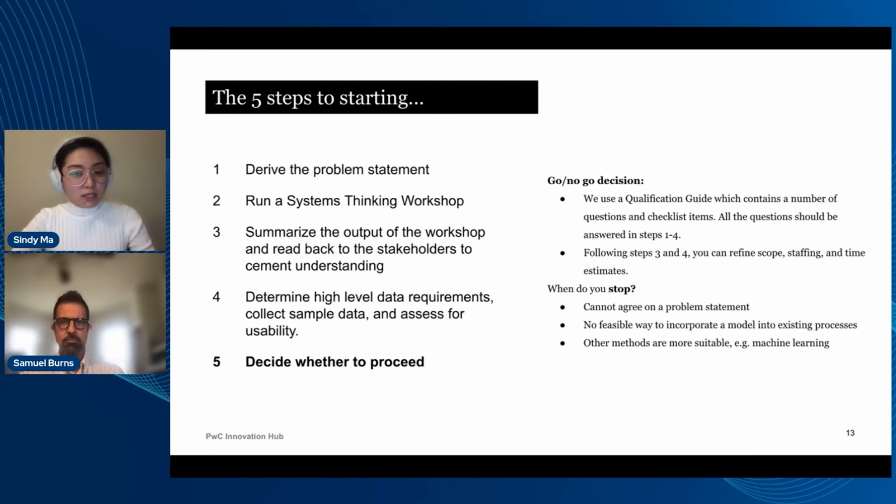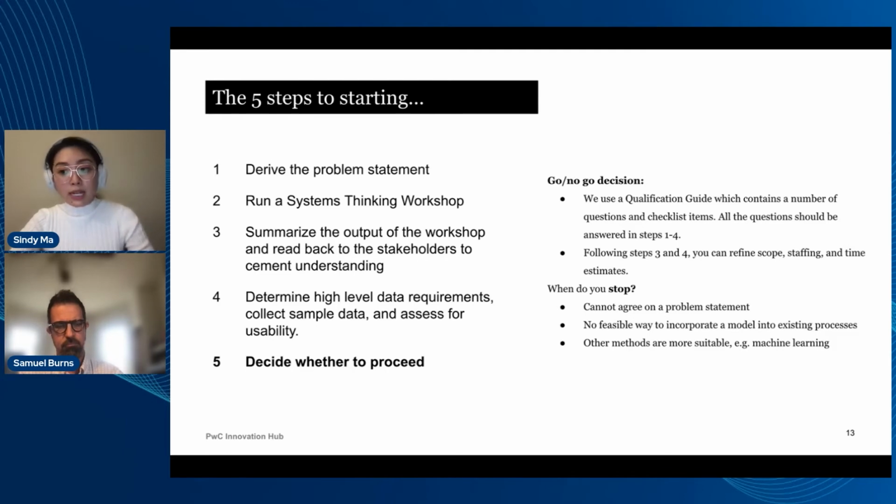So one question that we might often ask is, why would you stop? When do you stop? And here, if we can't really agree on the problem statement, maybe the stakeholders decided they want to go back and think more about which problem statement to prioritize, that kind of thing. Maybe there's no feasible way to incorporate the model into an existing process. So maybe even though you've identified the team that you want to help and the end users, maybe there's no way to incorporate it into their process.